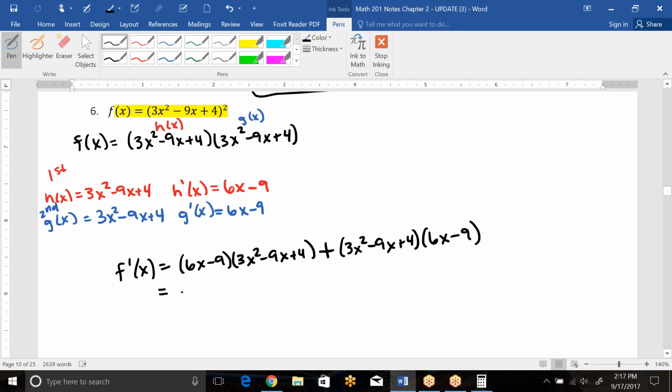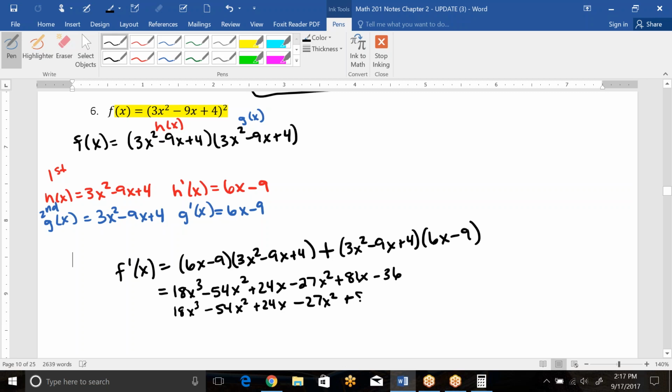So 6x times 3x squared is 18x cubed. 6x times negative 9x is negative 54x squared. 6x times 4 is 24x. Negative 9 times 3x is negative 27x squared. Negative 9 times negative 9x is positive 81x. And negative 9 times 4 is negative 36. Now, because this is a plus, this is going to give us the same thing. You could just line these up and write that it's the same answer twice for each one of them.